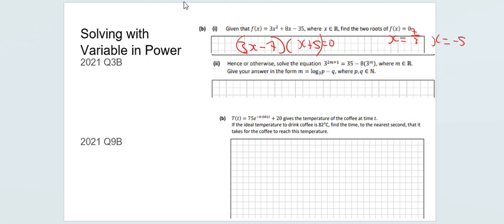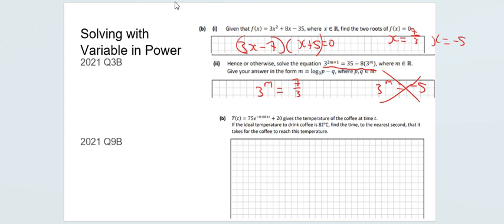But then the next part, it's actually the same thing. That's the same quadratic as the first part. It's just that instead of x, it's a 3 to the power of m. So all you actually have to do for the second part is you let 3 to the power of m be equal to your two answers for the first part. So 3 to the m equals 7 over 3 and 3 to the m equals minus 5. So you can actually get rid of this one, because 3 to the power of m can't be minus 5.